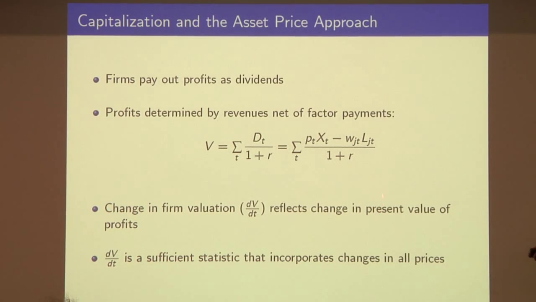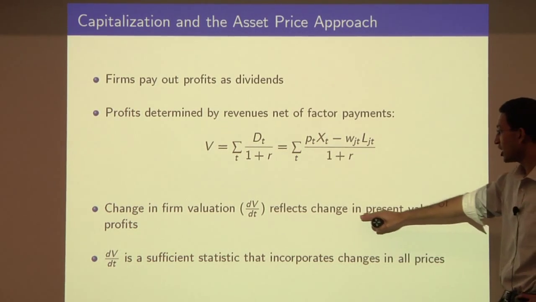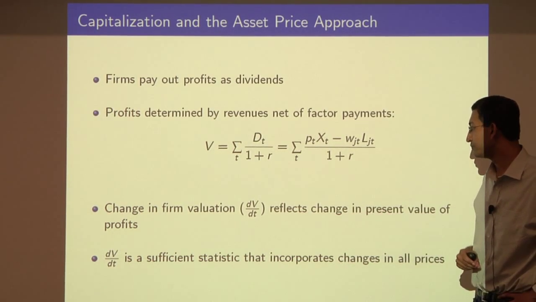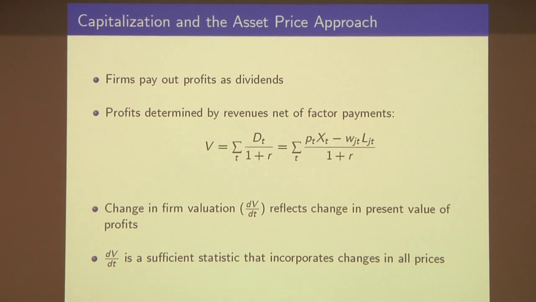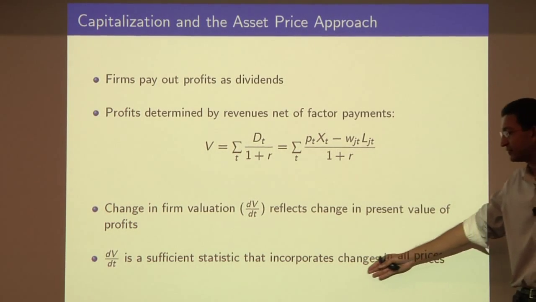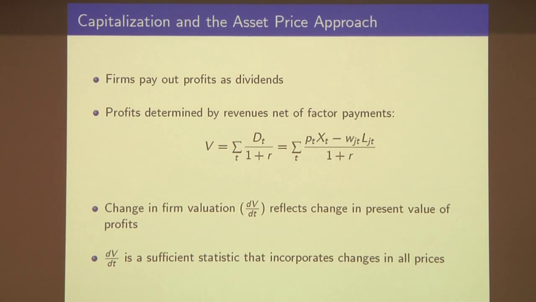Okay, so I levy this tax. That's going to affect PT, it's going to affect XT, it's going to affect WJT, it's going to affect LJT. The change in firm valuation, dVdt, that's the impact on the stock price, is going to capture all of those effects, right? That's the Summers idea. So in that sense, dVdt is a sufficient statistic that incorporates all the relevant changes in prices and quantities.